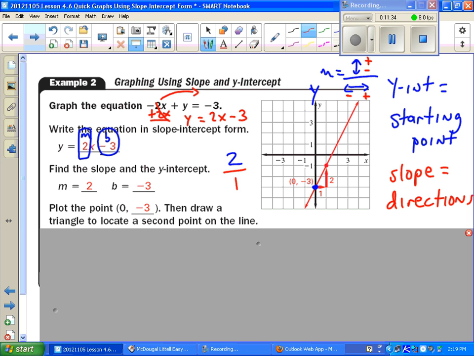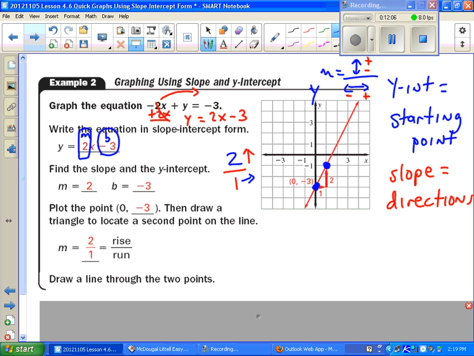Every number is over 1, and that's important when you're talking about slopes, since you need to do a rise over a run. Positive 2 tells us to go up 2 times. So from our point here, we go up, and I'm going to get a different color. We go up 2 times, 1, 2, and it tells us to go to the right 1 time to that point there, and you plot your 2 points. So your starting point was negative 3, and your slope told you to go up 2 and over 1. You have 2 points that you can graph, and you rise over your run, 2 over 1.